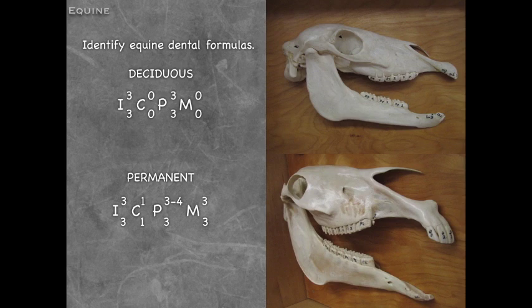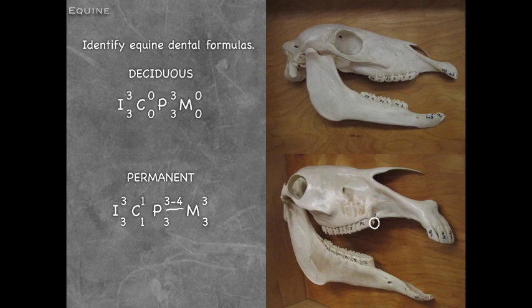We may or may not see canine teeth. In most cases, it is a male that has the canine teeth. The females usually don't. Notice here for the premolars, we say 3 to 4 premolars on top. That is because in some horses we'll see premolar 1, which is what's known as the wolf tooth. And often this wolf tooth is removed because some people believe that it's going to interfere with the bit.